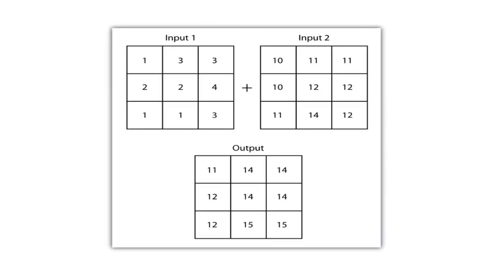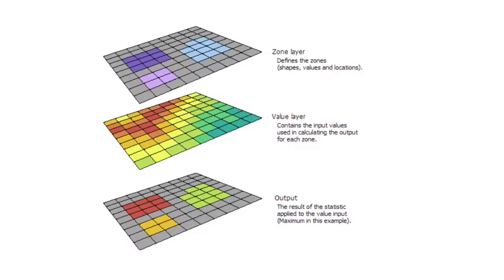As I told you, there are different ways by which raster can be represented: entity model, pixel value, file structure. This is an example of the pixel value, and next you will see an example of the entity model. Here the zone layer defines the zones, that is shapes, values and locations, and next is the value layer. There we have input values which are used for calculating the output, and these two are added together, and finally you get the output, that is the result of the statistic applied to the value. So this is again an example of the entity model.